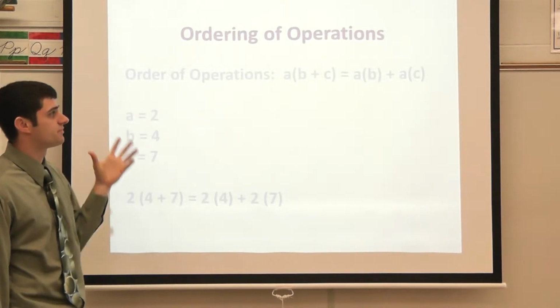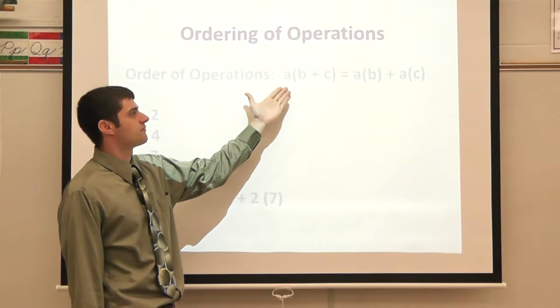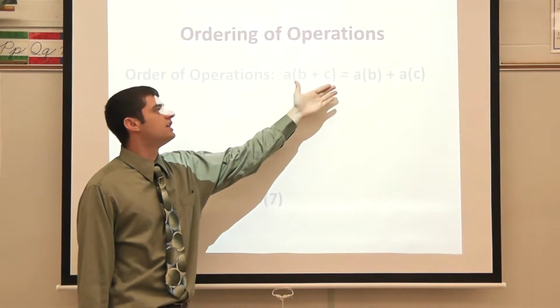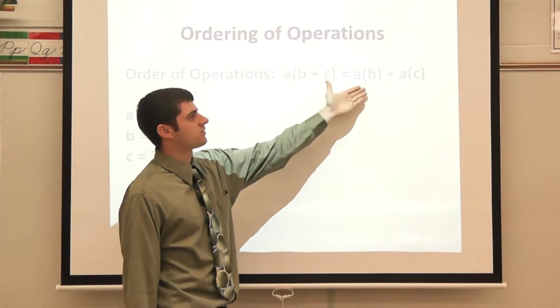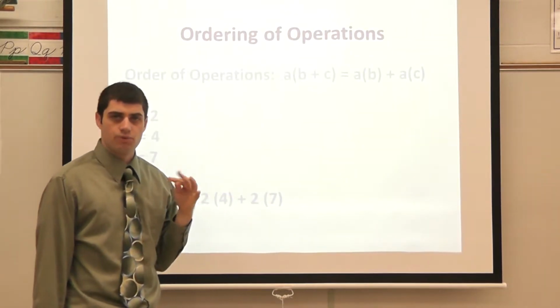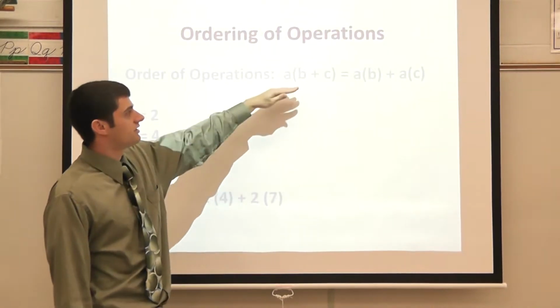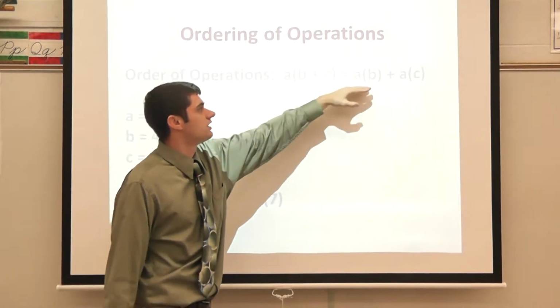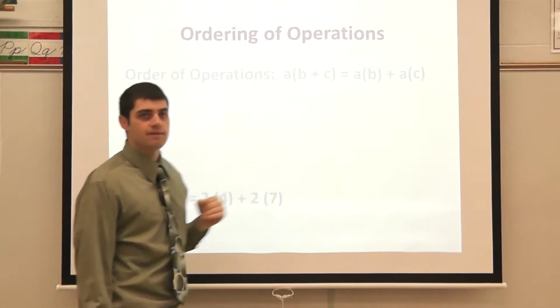The order of operations basically states A times the quantity of B plus C is equal to A times the quantity of B plus A times the quantity of C. We're throwing a little bit of algebra in there, but these are the exact same problems here. They're going to equal the exact same thing.